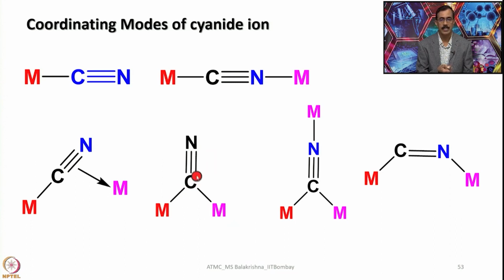Okay, bridging can be this type, and you should remember that we are still left with a pair of electrons here. So, a third metal can come and coordinate to N in this fashion, or if its bond is reduced, it can have a bent structure, something like this, where both carbon and nitrogen are making bonds with the same or different metals. It can be a homo or hetero bimetallic complex. So, these are some of the important coordinating modes of cyanide ion.